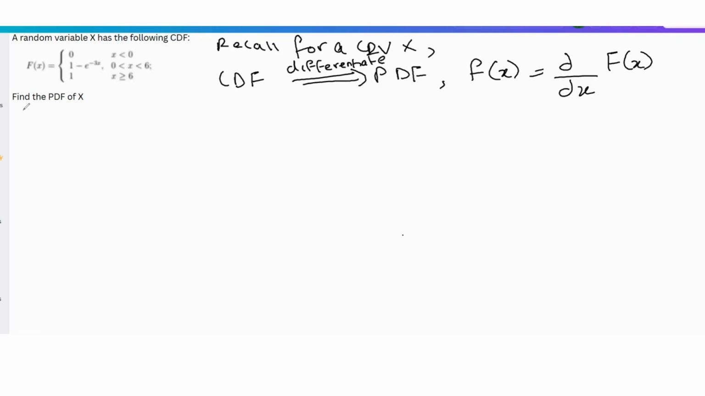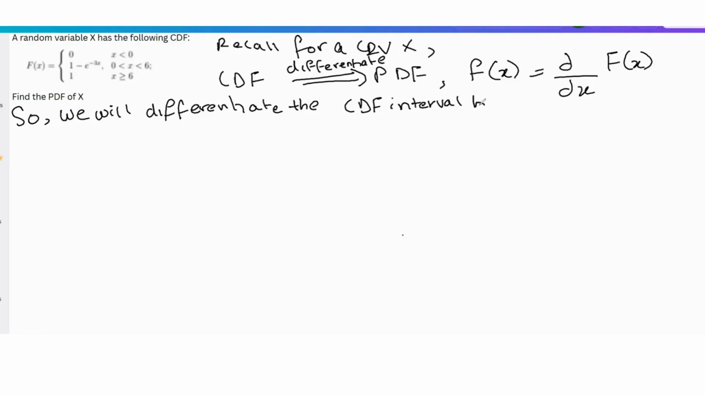So what we're going to do is now, for the given CDF, we will differentiate the CDF interval by interval. What do you mean by interval by interval? First, we do it for x less than 0, for x greater than 0 and less than 6, for x greater than or equal to 6. So we'll differentiate the CDF for each interval in it.